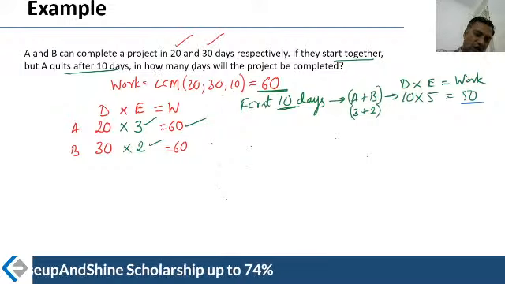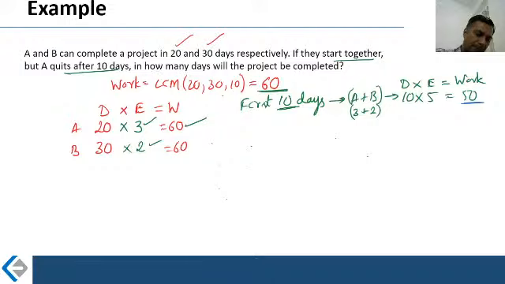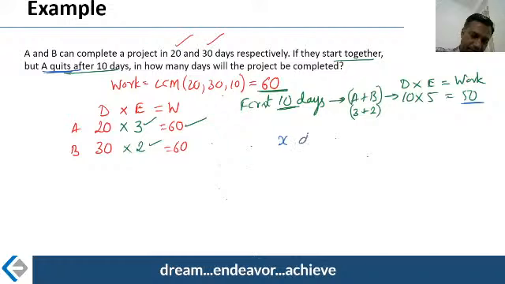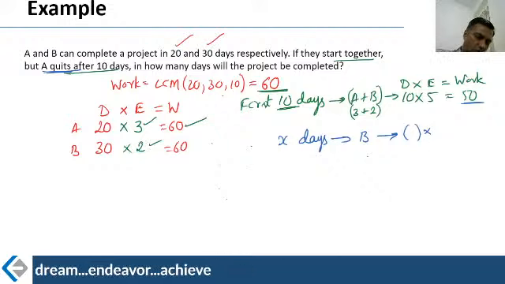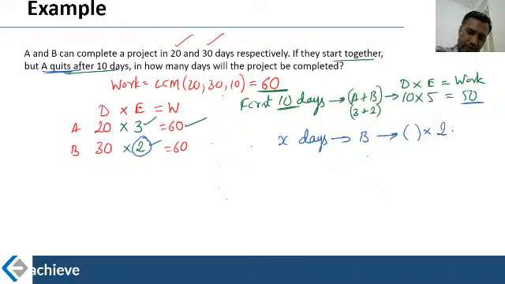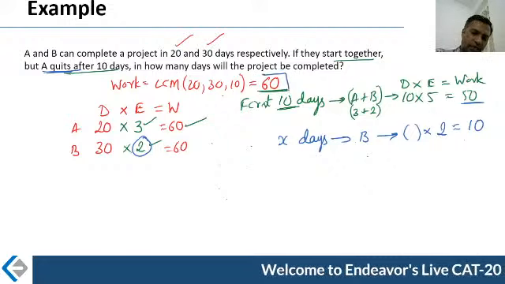Now, who is doing this? In how many days will the project be complete? A has quit, which means only B alone. So the remaining X days, B alone is working on this project. B alone can deliver how many units per day? 2 units per day. 10 more units he should deliver. Why? Because the total work is 60 units.